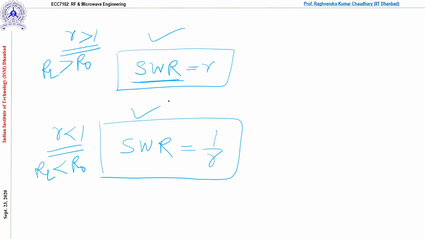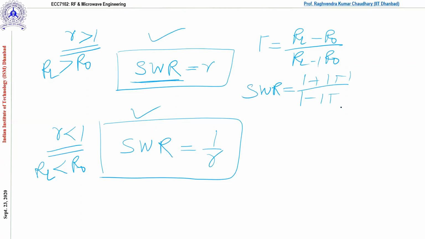Can you prove these things? Yes, definitely we can prove. There is no magic actually. I'm writing here. Everything we can prove. So how can we do this? We know gamma is equal to RL minus R naught over RL plus R naught. Fine. And what is SWR? SWR is 1 plus mod gamma divided by 1 minus mod gamma. Now this gamma could be written in terms of small r, because if we normalize with respect to R naught, we can write r minus 1 over r plus 1. Now if gamma is represented in terms of r, why not do it for SWR in terms of r? Definitely we can do it.